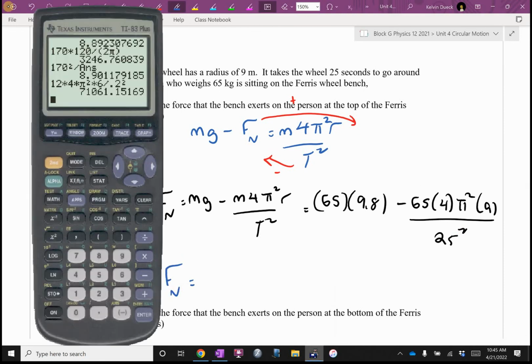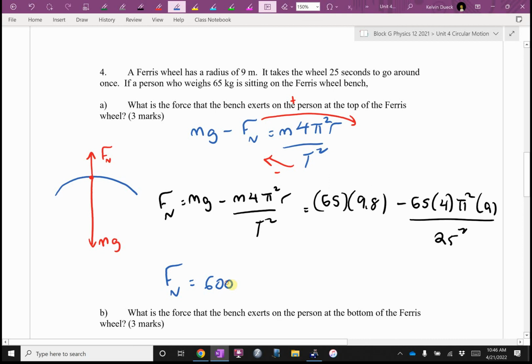It's going to be 65 times 9.8 minus 65 times 4 times pi squared times 9 divided by 25 squared. Did you all get almost exactly 600? Three marks if you got that right. Otherwise, I would probably go something like this. Half mark for that, half mark if I saw that, and then, I don't know, 1 mark for the numbers and 1 mark for the answer, something like that.